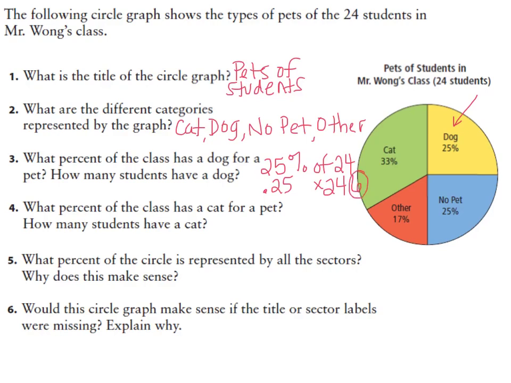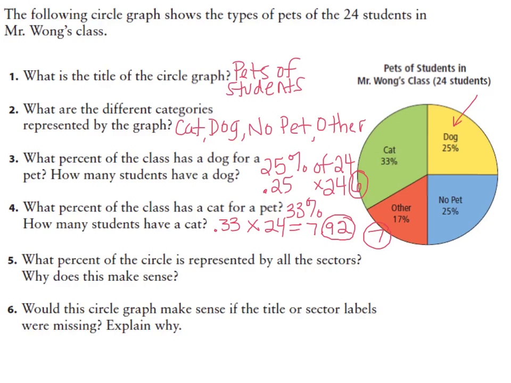Next question, what percent of the class has a cat for a pet? Well, that's 33%. And so how many students is that? What we do is we take 0.33 times 24, because there's 24 kids in the class. And that gives us kind of a strange answer, 7.92. Now, if we're talking about people, is it possible to have 0.92 of a person? No. So what we would say for this answer is, since it's almost 8 kids, but it's not yet 8 kids, we would say that 7 students have a cat for a pet.